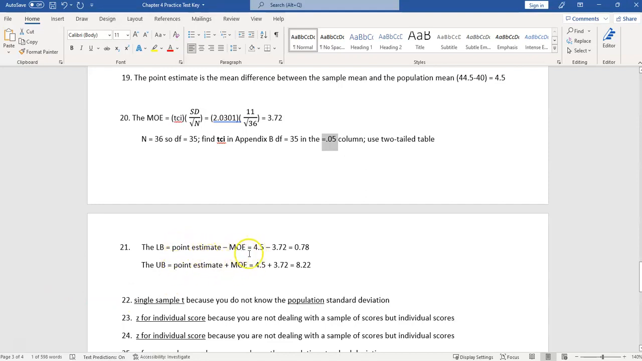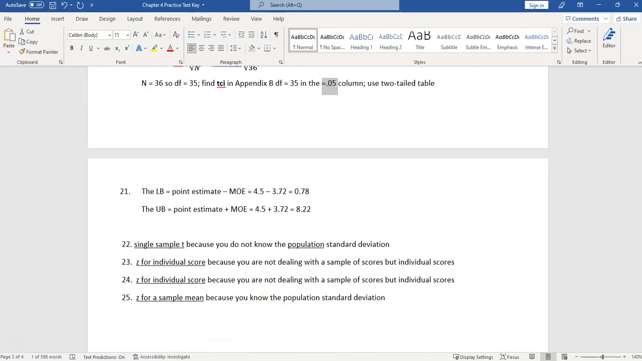And again, you just find the point estimate, subtract the margin of error to get the lower bound, add the margin of error to get the upper bound. There are your values. And then the last several questions are dealing with how to pick what statistic to use.